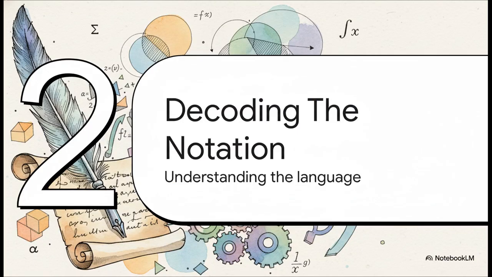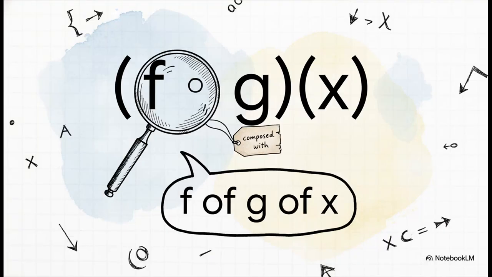Now, like any new concept in math, composition has its own unique language. So let's break down how to read and write it, because once you see it, you'll realize it's not intimidating at all. So you're going to see this notation, an f, then a little open circle, a g, all in parentheses with an x. That little circle, all it means is "composed with." So we just read the whole thing out loud as f of g of x.